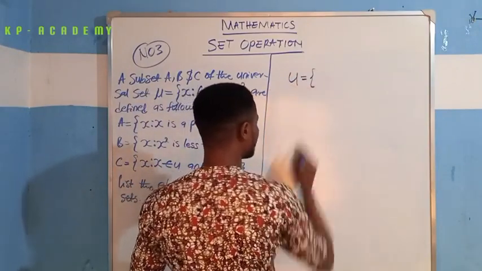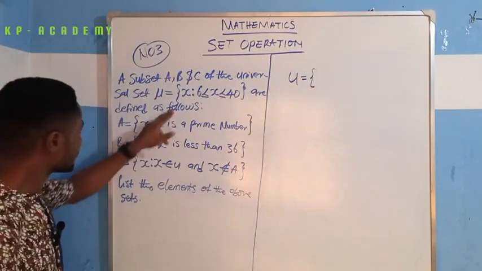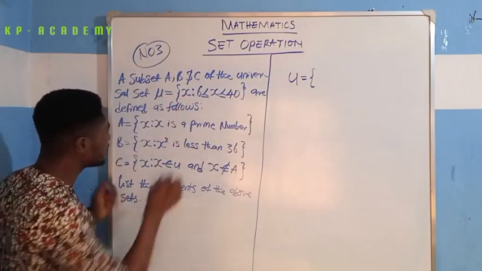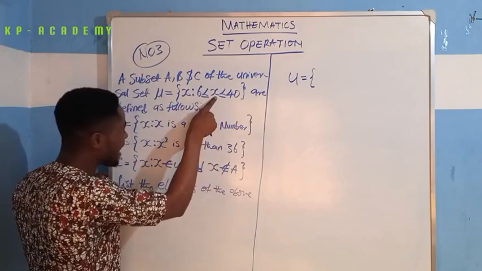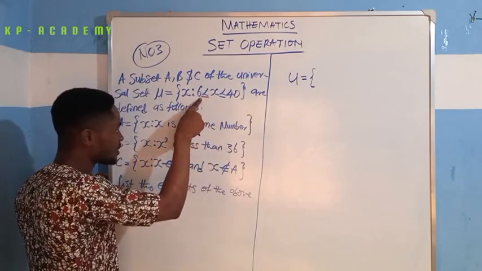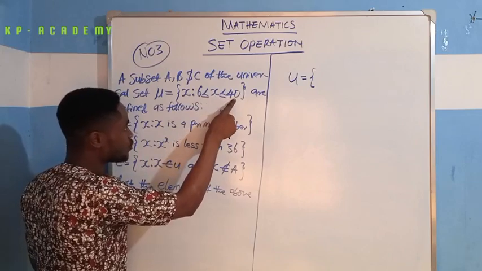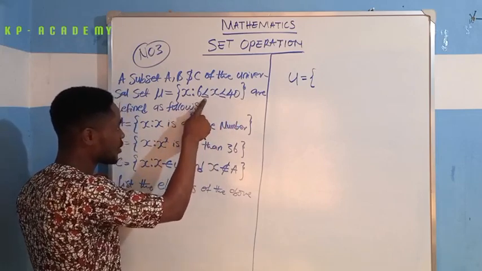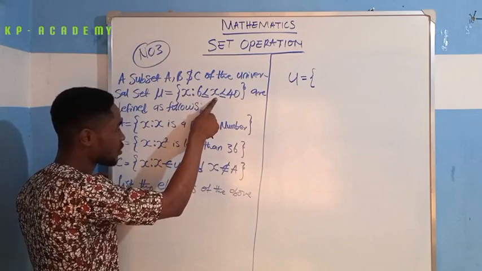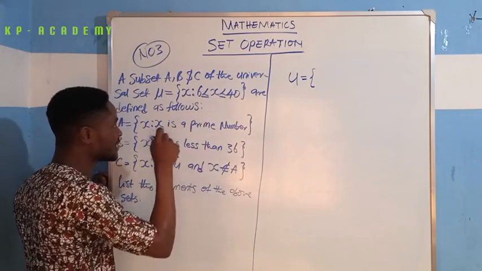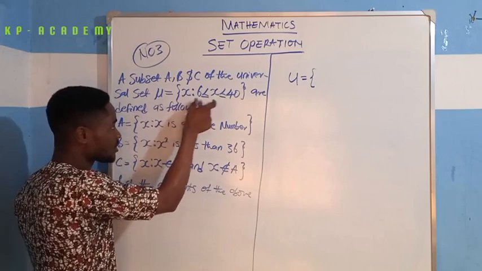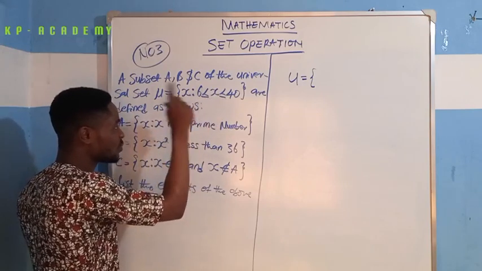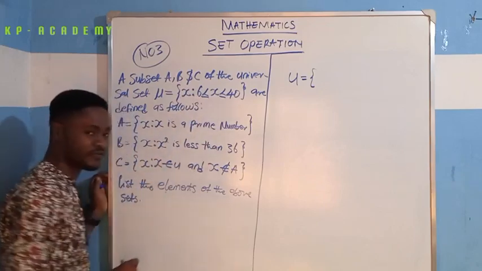Set U. So this is the set of what? Now, this says that this is the set of x such that whatever x will be will actually fall within this range. That is, x will be greater than or equal to 6, and x will be less than or equal to 40. This can as well be read as 6 is less than or equal to x, while x is in turn less than or equal to 40. Meaning that in this universal set U, whatever the value of x is going to be, it is going to be natural numbers that will range from 6 up to 40.